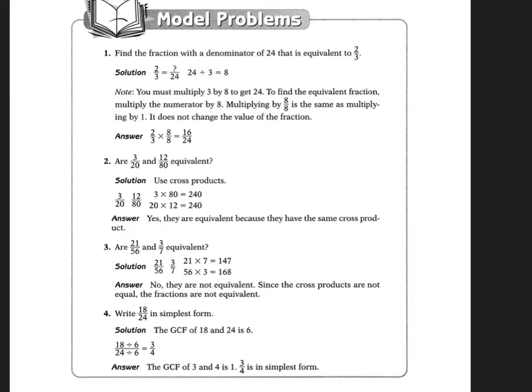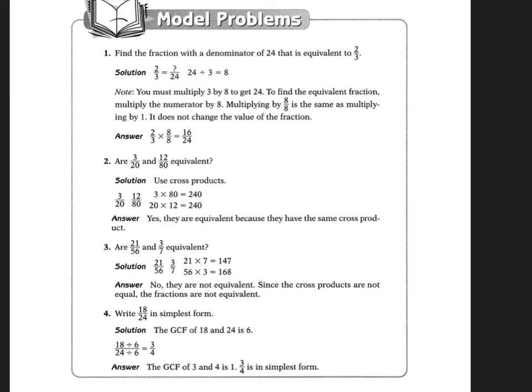For 2, it asks, are 3/20 and 12/80 equivalent? Well, 20 times 4 is 80, and 3 times 4 is 12, so yes, those are equivalent. You could also cross-multiply to find if they are equivalent. So you would do 3 times 80, which is 240, and 20 times 12, which is 240.